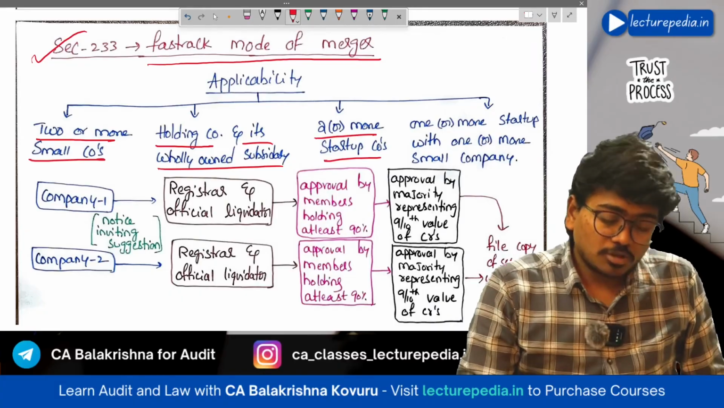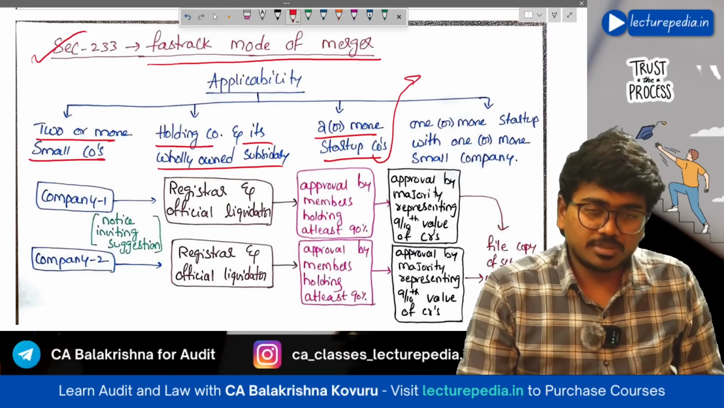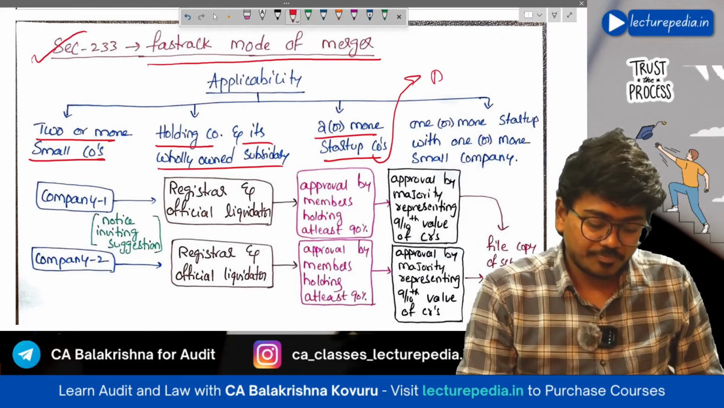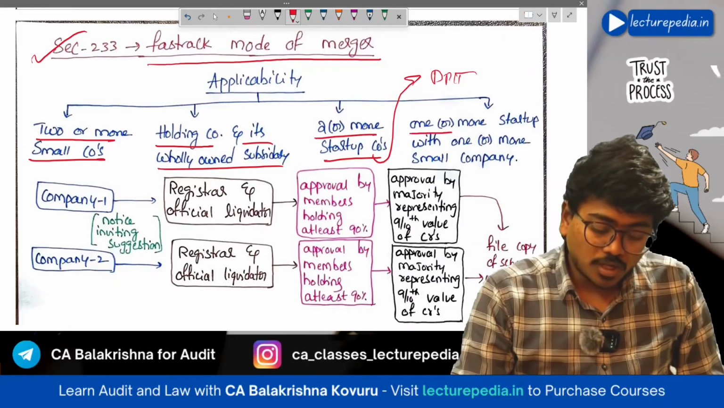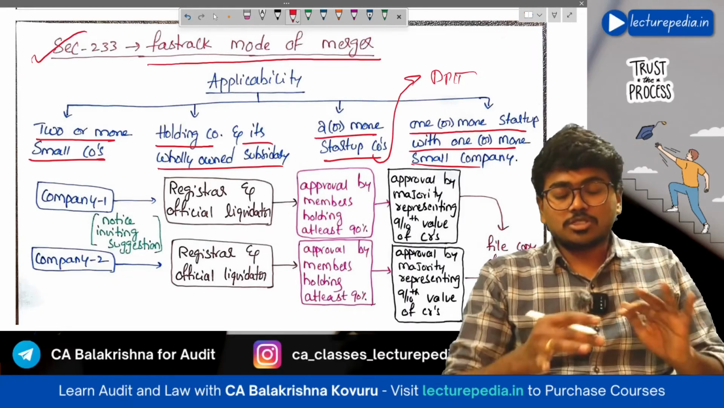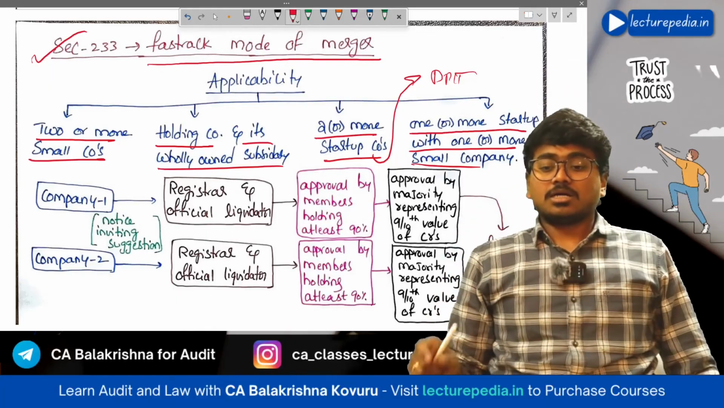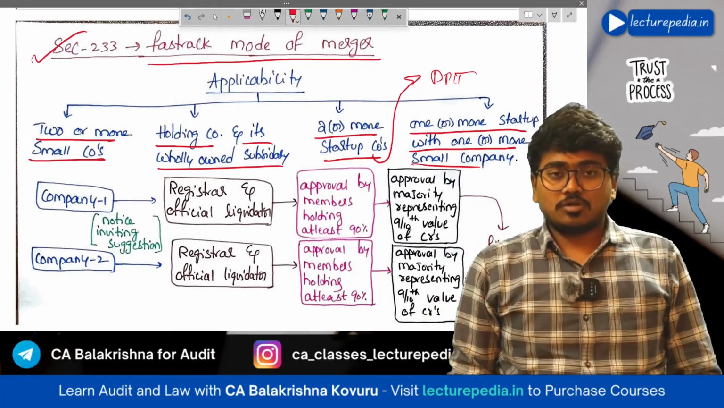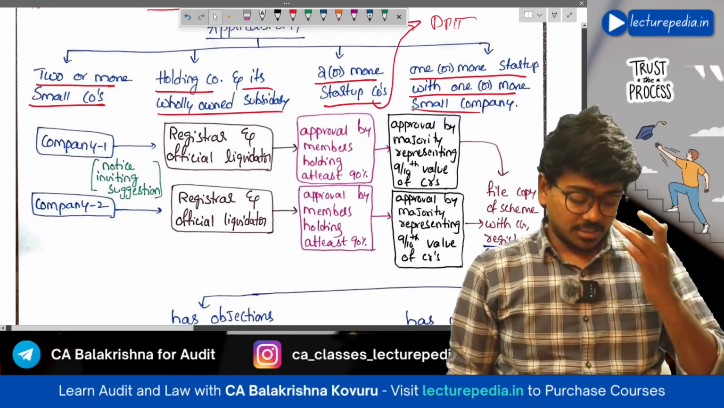Next, two or more startup companies are going to merge. Startup company means those companies which have startup registration with DPIIT. Next, one or more startups with one or more small companies. So for these types of mergers, the fast track mode of merger is applicable. Now, what is the procedure that will be followed here?